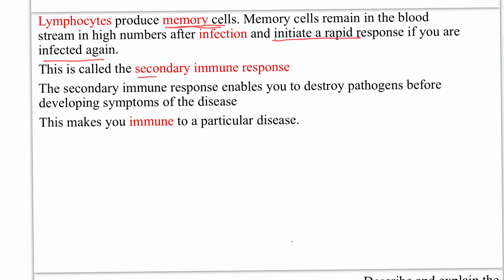This is called your secondary immune response. So the first time that you're infected with a pathogen, this is called your primary immune response. In the first time, your body's like, what is this? I don't know what this is. Do you know what this is? No, I don't know what this is. And so you go into a bit of a panic mode.